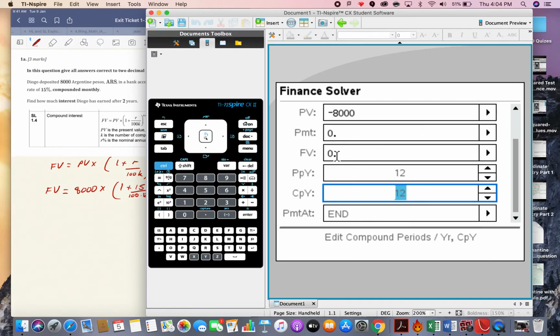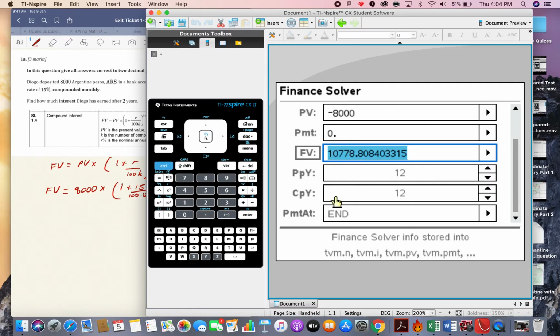We're solving for final value, so just press return, and it says 10,778.81. That's 2 decimal places, and that's Argentinian pesos.